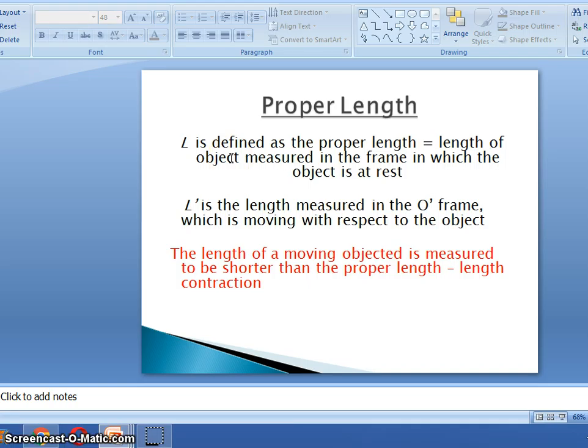Proper length is defined as the length of an object measured in the frame in which the rod is at rest. L dash is the length measured in the frame O dash, which is moving with respect to the object. The length of a moving object is measured to be shorter than the proper length. This is length contraction.